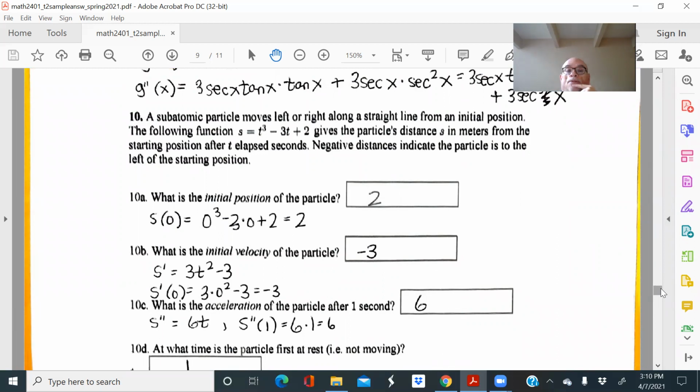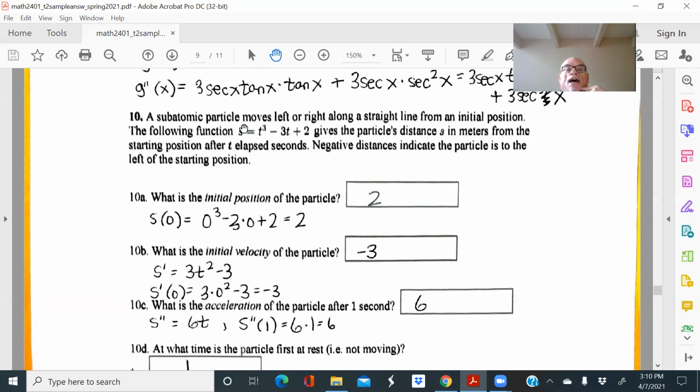This is an applied problem. We're given a subatomic particle, and it just moves left or right on a straight line. So it's moving to the left or right, but on a straight line. It may be easy to think of it as moving along the x-axis, because the x-axis is a straight line, right? So think of a subatomic particle moving along the x-axis, which can move to the left, or it can also move to the right, from an initial position.